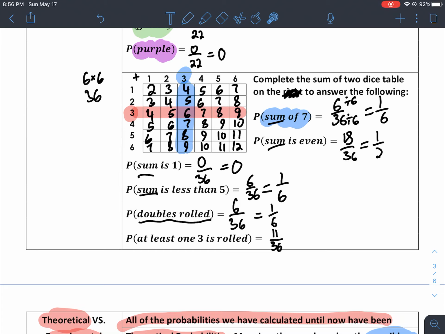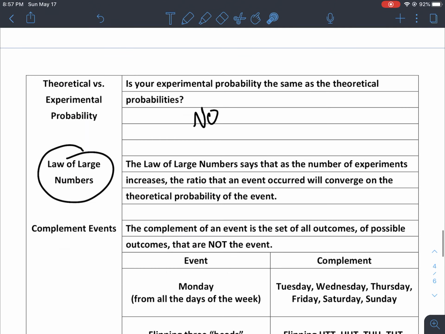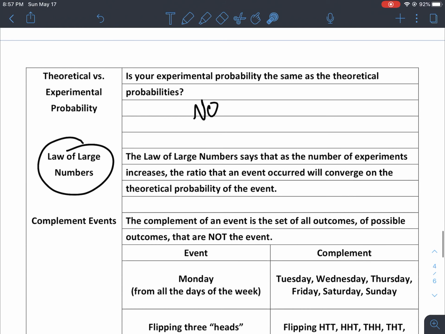Whereas if you roll a die 2 times, it's actually impossible to get these exact things, because out of 2, you're only going to get 1/2 type things, or 2 halves. So, the law of large numbers says that to get experimental and theoretical probabilities to be the same, or close to the same, you have to do it more and more times.